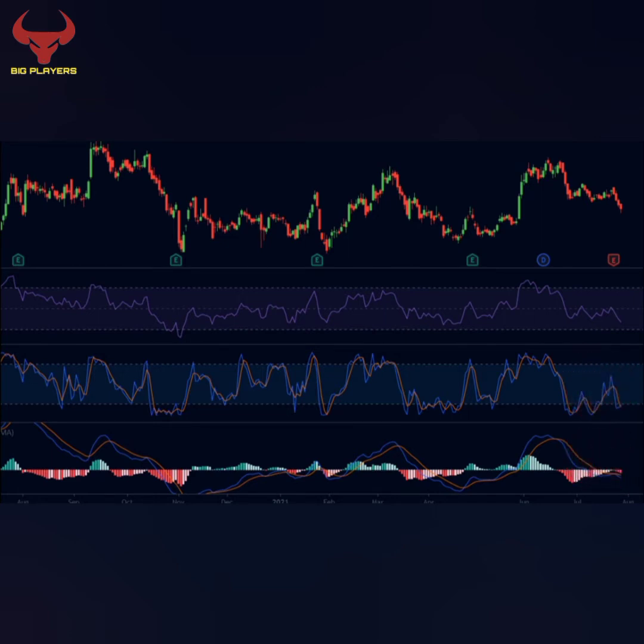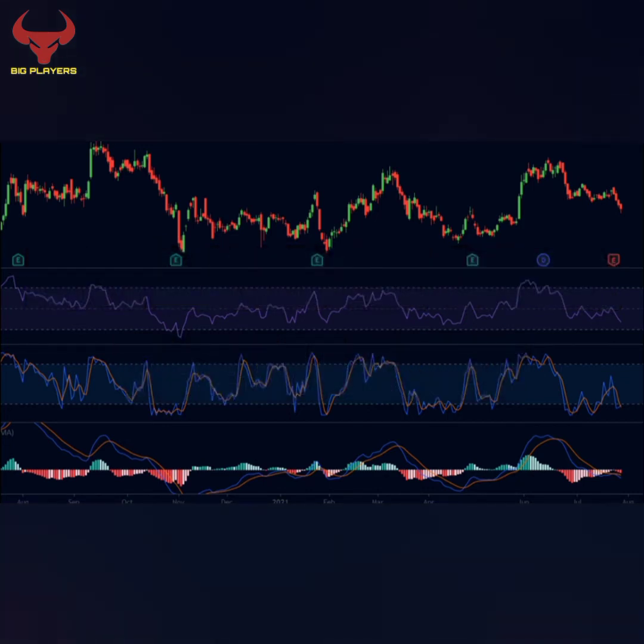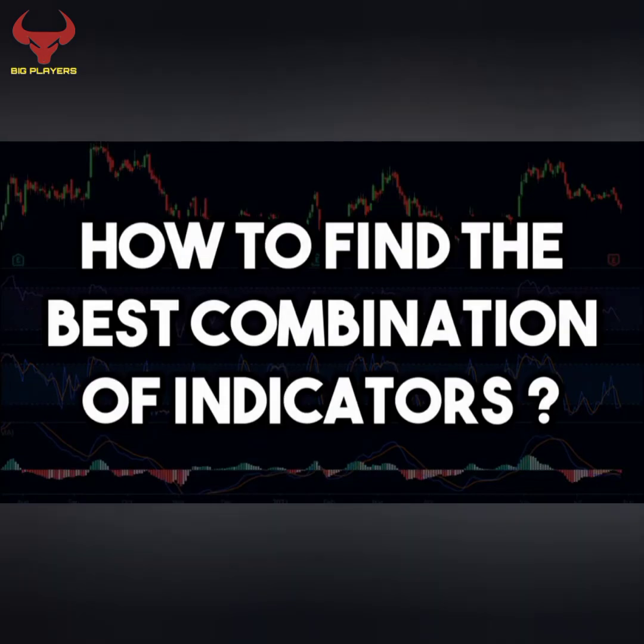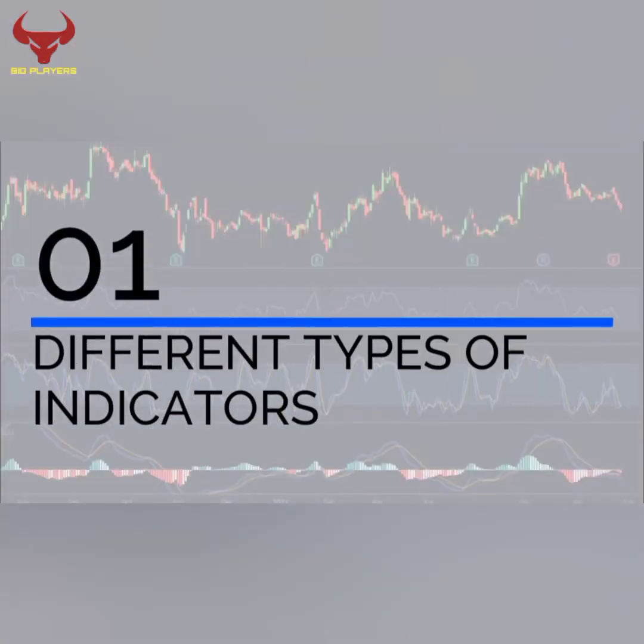Instead of these two indicators, we could use other types of indicators that would help us in identifying the whole market scenario. Hence, combining the best possible indicators can give you an extra edge over the market and help you make better trade decisions. So, now let's learn how to find the best combination of indicators. First of all, we need to understand different types of indicators.